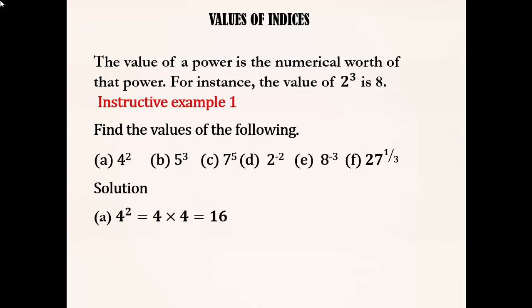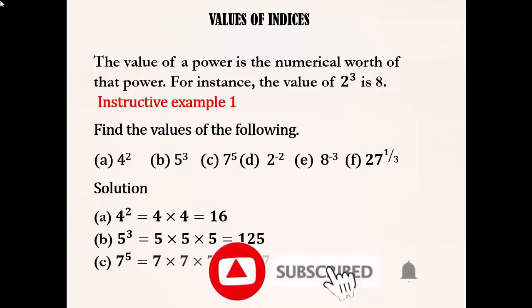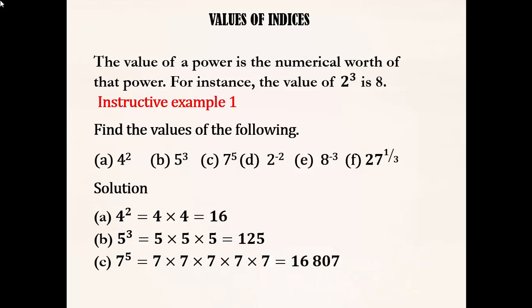A, 4 squared simply means 4 times 4, and that is simply the answer 16. And again, 5 to the power 3 simply means 5 times 5 times 5, and that's going to be equal to 125. C, 7 to the power 5 simply means 7 times 7 times 7 times 7 times 7, which will give us the answer 16,807.